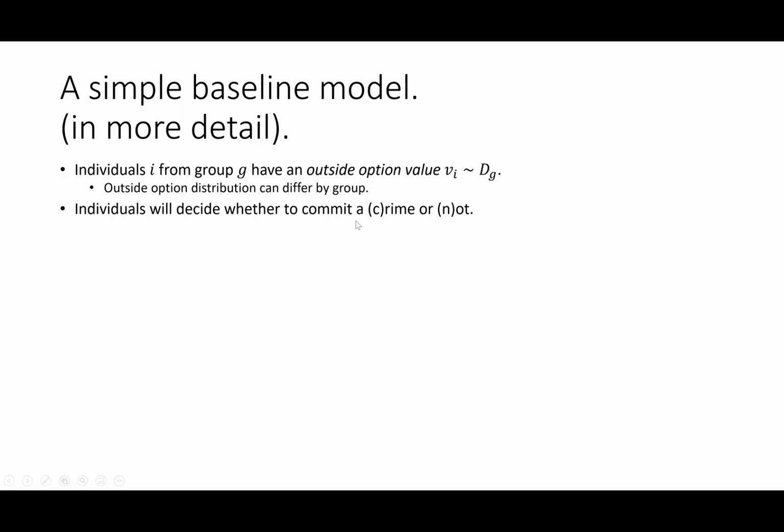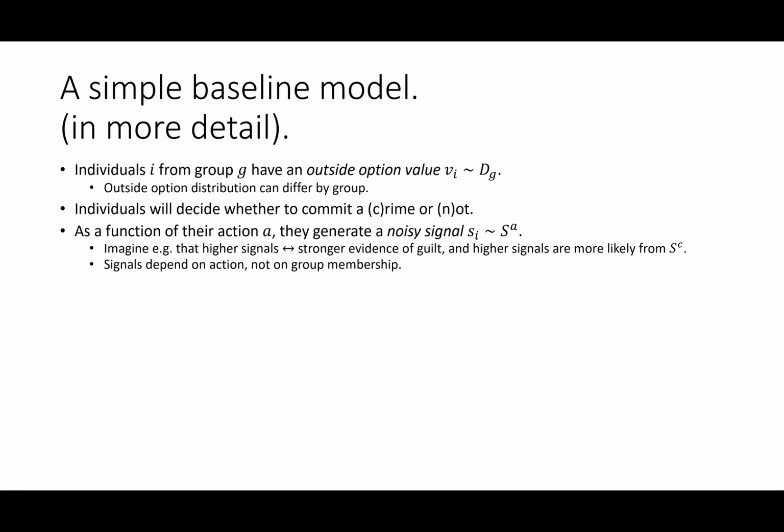Now, the individuals in this interaction are going to have a choice. It's going to be a binary choice. They're going to commit crime or not. We'll call that taking action C or action N. And then as a function of the action you take, either committing a crime or not, they will generate a noisy signal. Some real valued signal that will be drawn from a distribution that depends on whether they committed a crime or not. Think about these signals as the accumulated evidence of your guilt. We're not going to really assume anything about these signal distributions. But imagine that higher signals correspond to stronger evidence of guilt. So if I see a really big number for your signal, that gives me stronger evidence that you're guilty. Let's just imagine that higher signals are going to be more likely from the crime signal distribution compared to the no crime signal distribution.